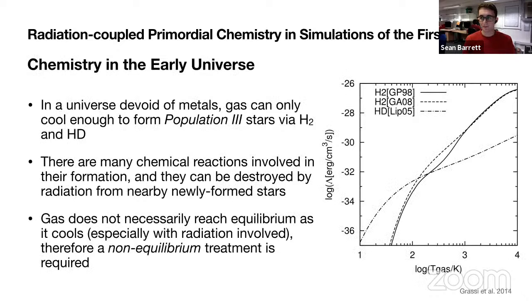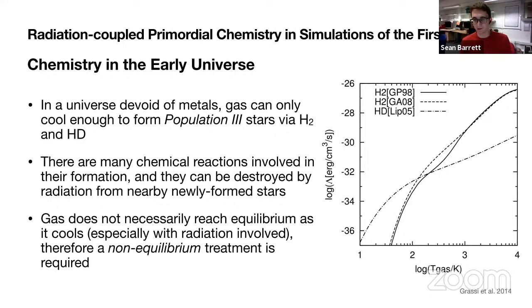So in the early universe, before any stars are formed, there are no metals. So the only way you can cool gas below about 1000 Kelvin is by forming these primordial coolants, H2 and HD, its deuterated counterpart. You can see in the figure on the right, the cooling function for these molecules extends well below 1000 Kelvin. And despite there being no metals around this early, there's a surprisingly rich chemistry involved. That is to say, there's lots of reactions.